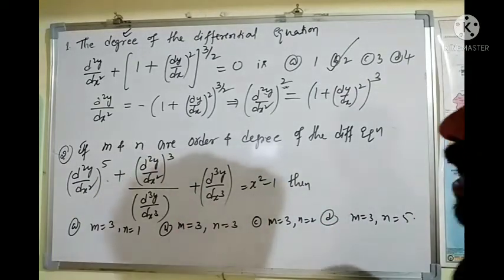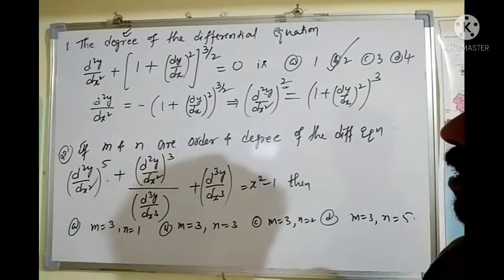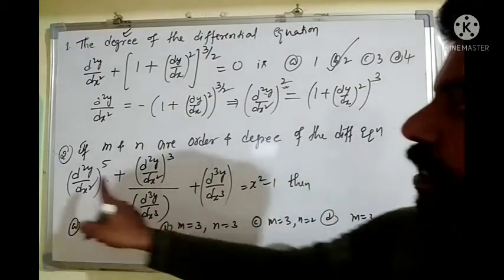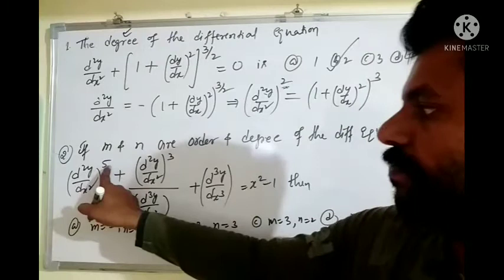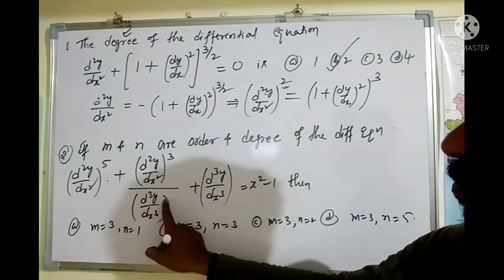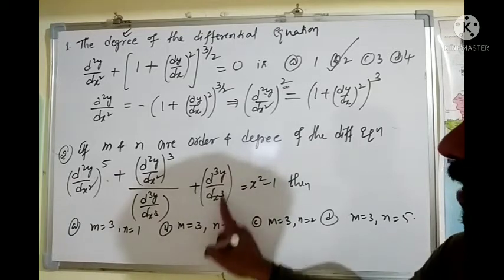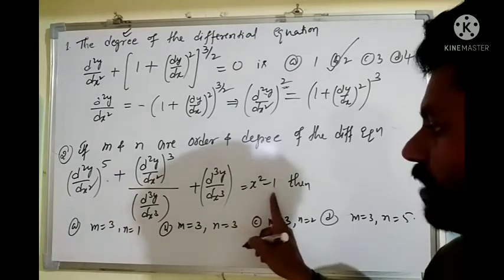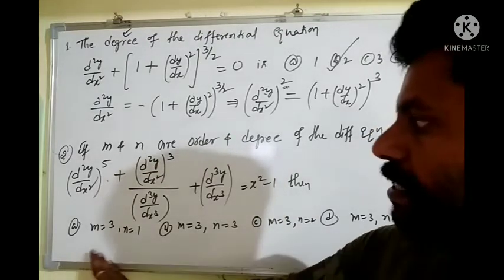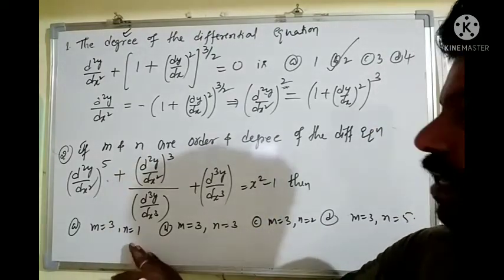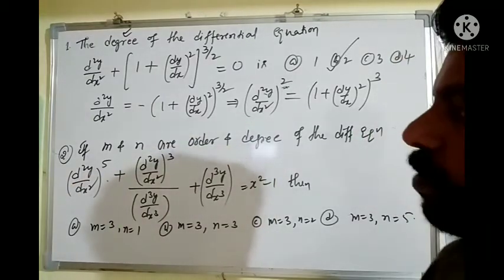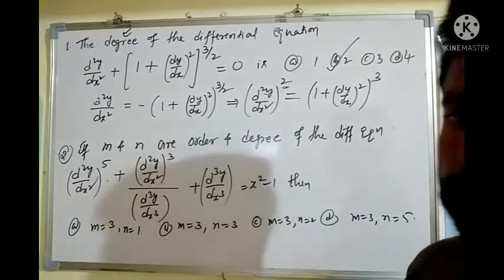Next, if m and n are the order and degree of the differential equation, here (d square y by dx square) to the power 5 plus (d square y by dx square) to the power 3 divided by d cube y by dx cube plus d cube y by dx cube is equal to x square minus 1. And then here we have options for order and degree: m is order, n is degree. Now this is not a polynomial equation. Now this result is converted into a polynomial equation.